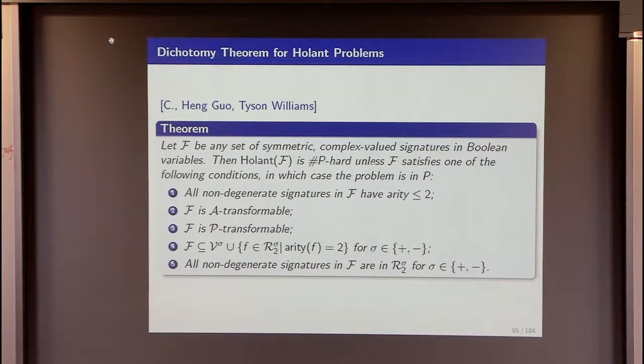So here's a theorem that says you're given symmetric complex valued functions on Boolean variables arbitrarily, disregarding planarity. This problem is either sharp-P hard or it satisfies the following, in which case it would be in polynomial time. Okay, so this is the dichotomy. And here are the few classes. There's the affine type, the affine transformable, the product type, the P transformable, the degenerate arity at most 2 type, that's the trace computation.